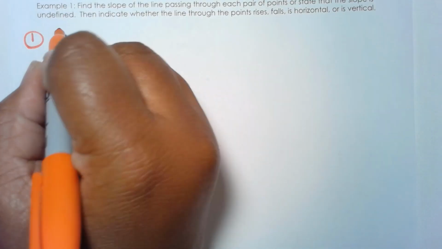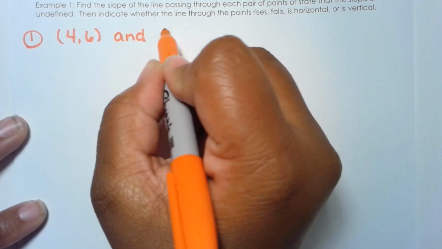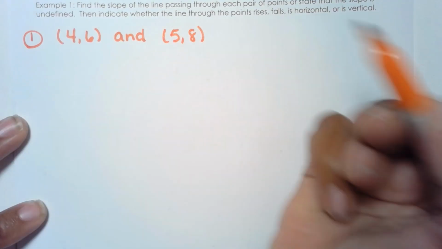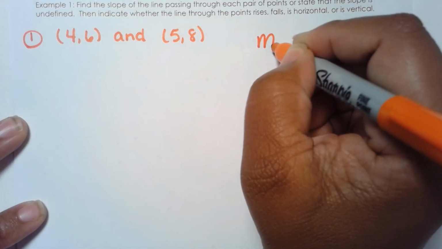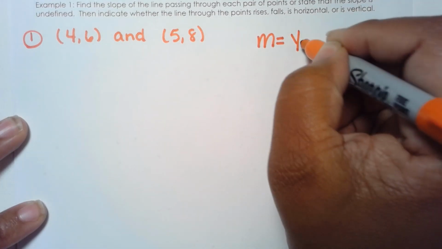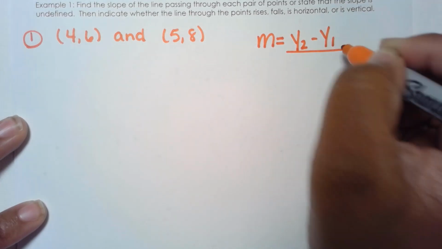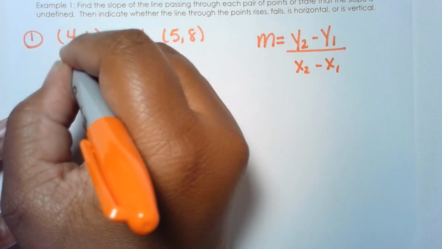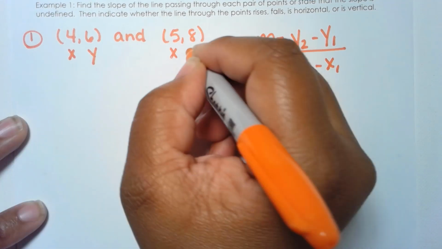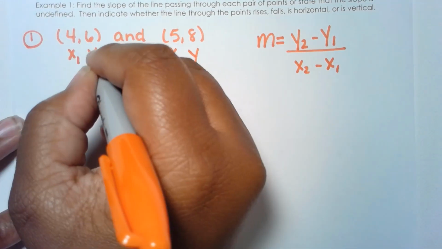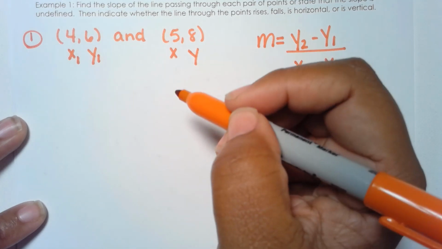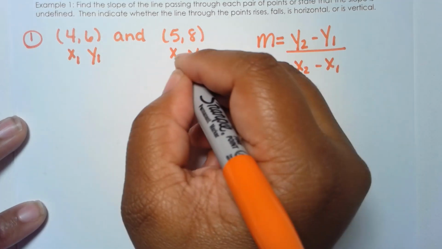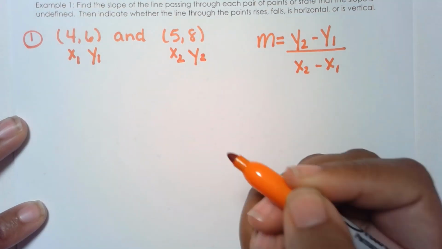So number one, we have two pairs of points. We have (4, 6) and (5, 8). The formula that we're going to use: m is equal to y sub 2 minus y sub 1 all over x sub 2 minus x sub 1. Label your ordered pair, which is (x, y), and label your sets. The first set of points I see, I label with a subscript of 1. The second set, I label with a subscript of 2.